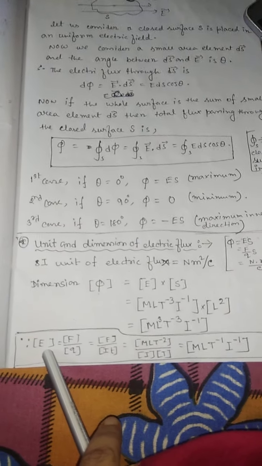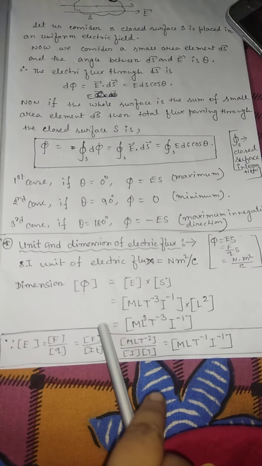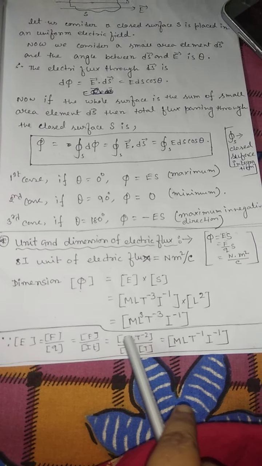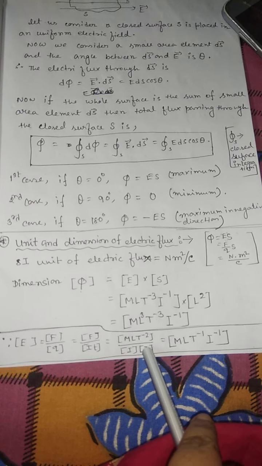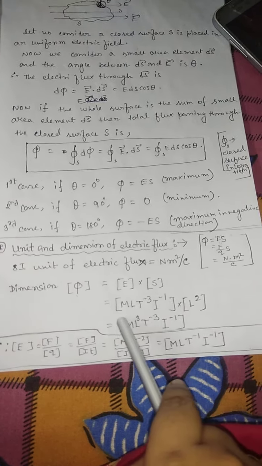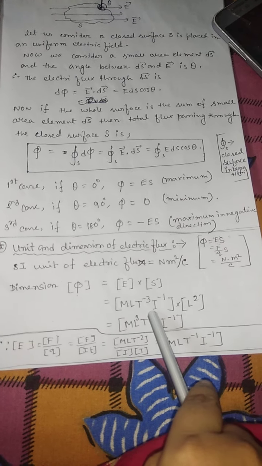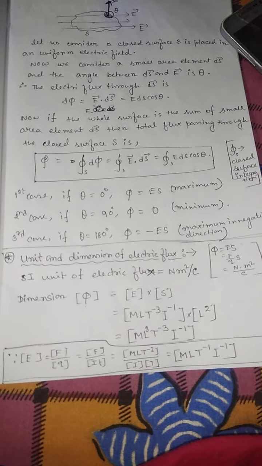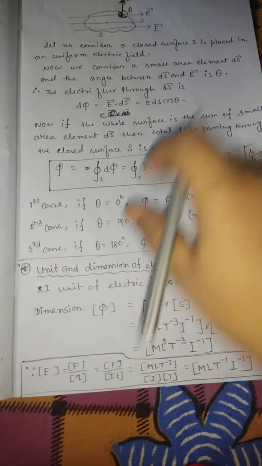So how do we get the dimension of E? E equals F by Q, Q equals I into T. We know the dimension of F is M L T to the power minus 2, I is I only, T is the capital T. So we get M L T inverse I inverse. So if we put it here, we get the dimension of phi: M L cube T to the power minus 3, I to the power minus 1. So this is the unit and dimension of electric flux.